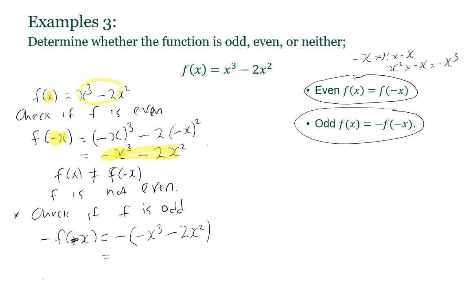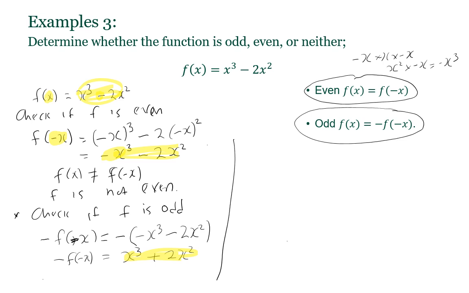And I will take the minus inside. This will give me x cubed, minus times this minus will give plus, minus times this will give us plus 2x squared. So this is minus f of minus x. Then now we check if this is the same as f of x. But if you look at it, they are not the same, because here f of x is having minus 2x squared, here we are having plus 2x squared, so they are not equal here also.